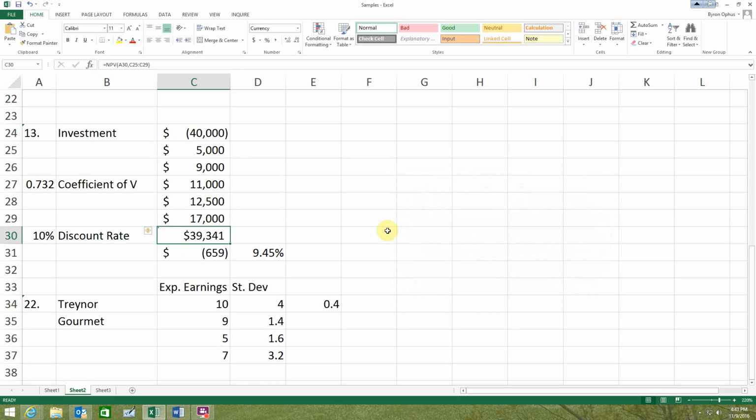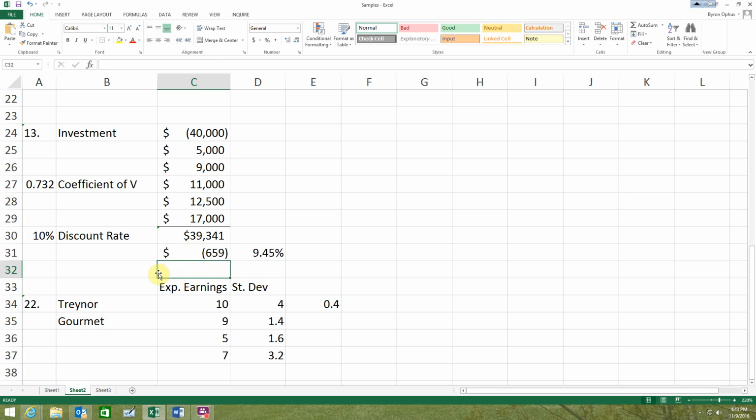Okay, and so I end up with $39,341, but in my case I had an investment too of $40,000, which, by the way, I got to make sure I don't include in that net present value function that I use. But then I have to subtract what I calculated here for the net present value of these cash flows. I have to subtract the investment from that, however you want to look at it. And because I've got the investment as a negative, I'll use a plus, and I come up with a minus $659.